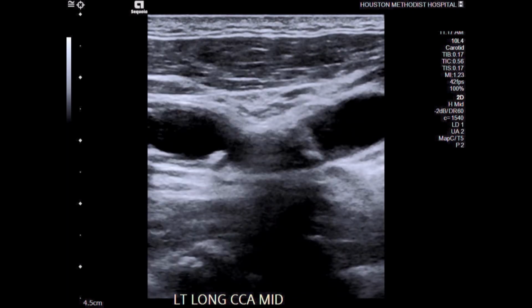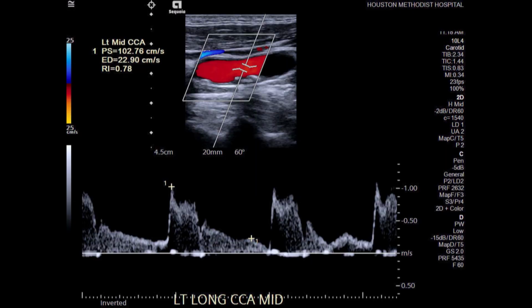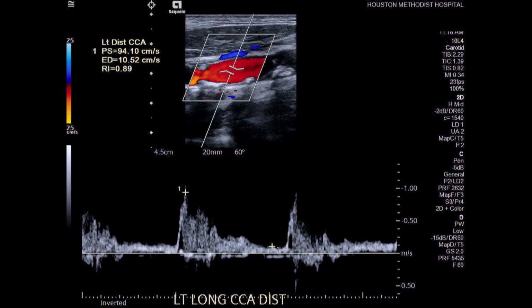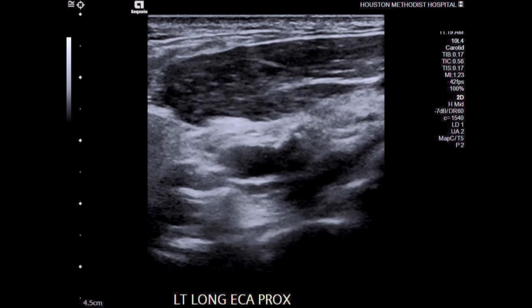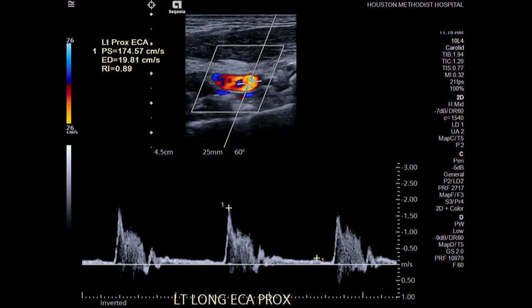Common carotid has a plaque. Velocity did not increase, so the common carotid would need double velocity before we call 50% stenosis here. So velocity did not double, 103 over 23. I'm going to distal, 94/11, and again kept a high resistance pattern, and ECA is increased.